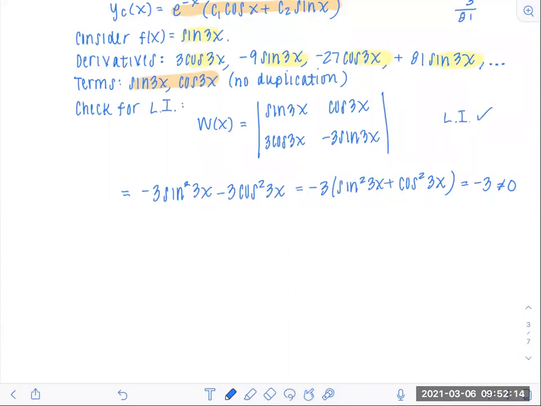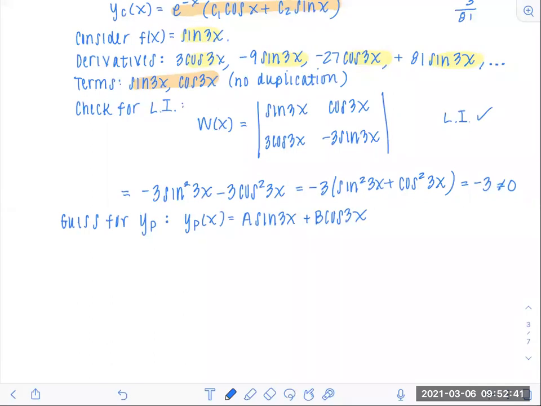And so now for my guess for my particular solution, I'm going to say I am taking a linear combination of these two terms, and the order in which you set them up is irrelevant. So I'm going to do a sine of 3x plus b cosine of 3x, but you're more than welcome to do a cosine of 3x plus b sine of 3x if you'd like.